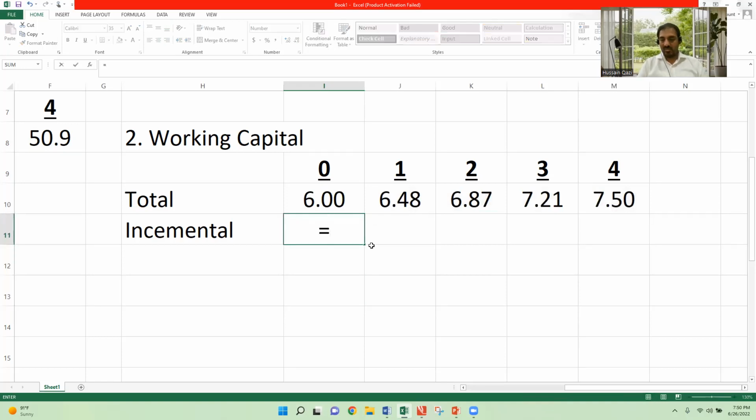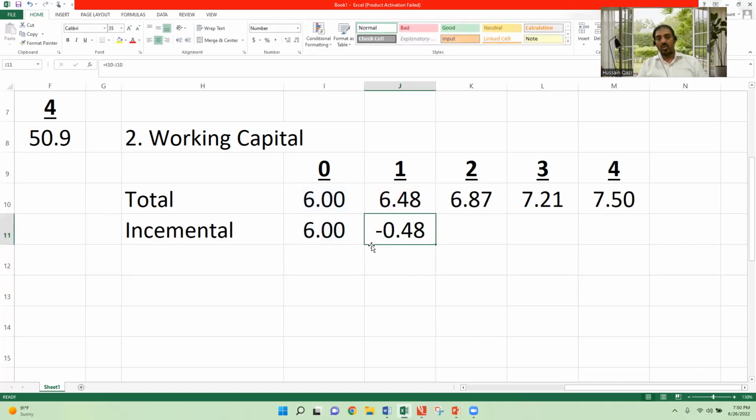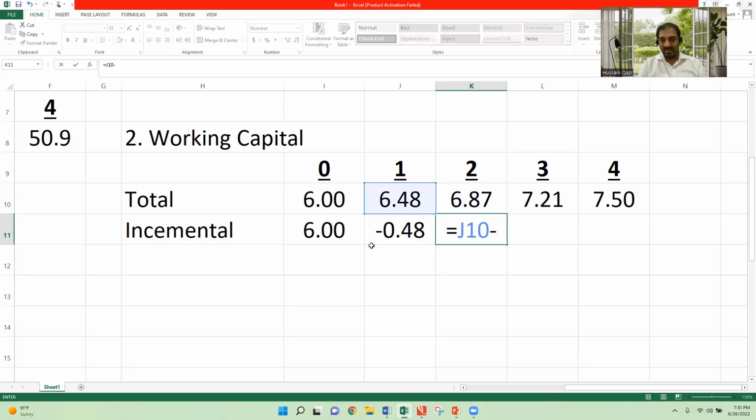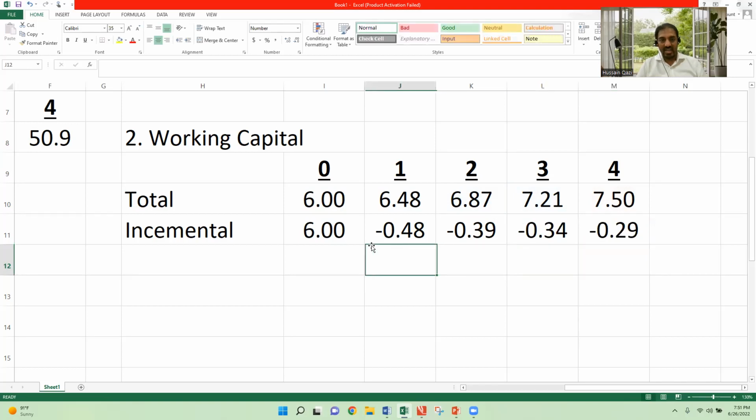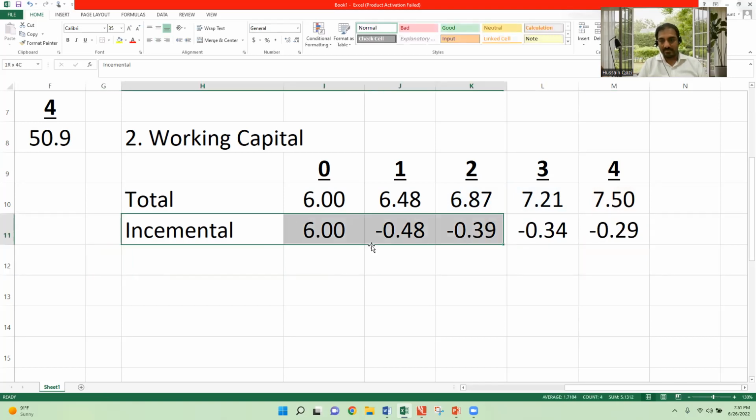Now incremental is equal to this. Total required in year 1 is 6.48. Already 6, so incremental 0.48. Then 6.48 minus 6.87, then 6.87 minus 7.21, then 7.21 minus 7.5. This is the incremental.